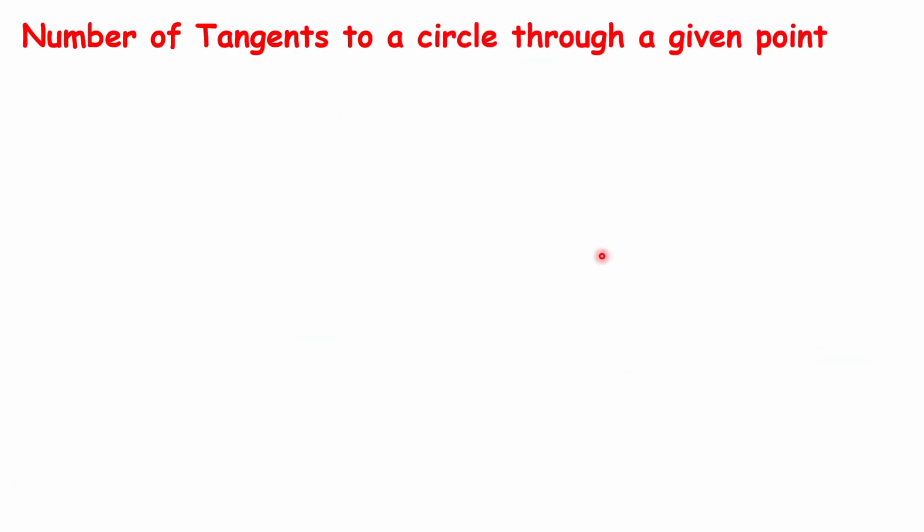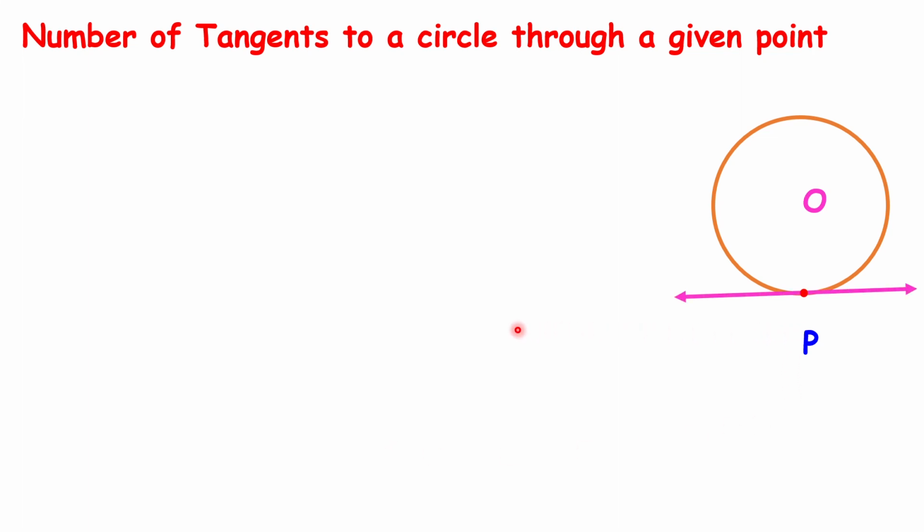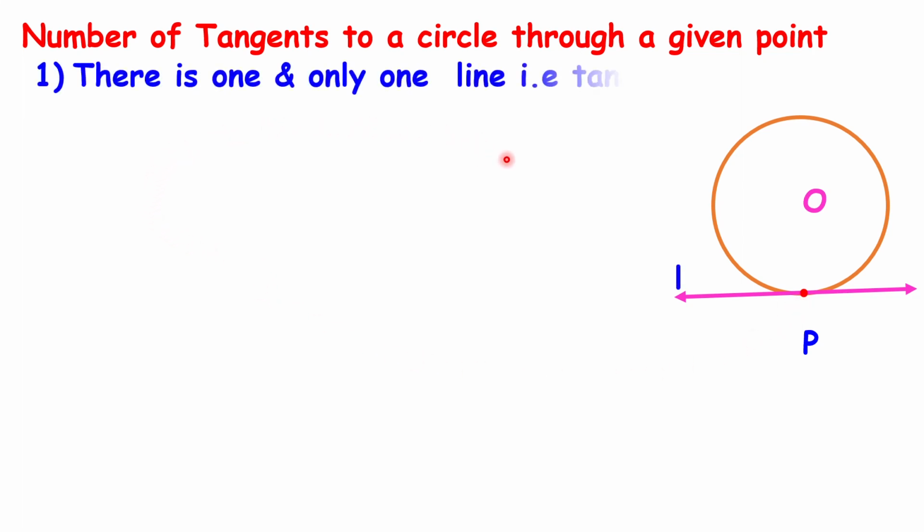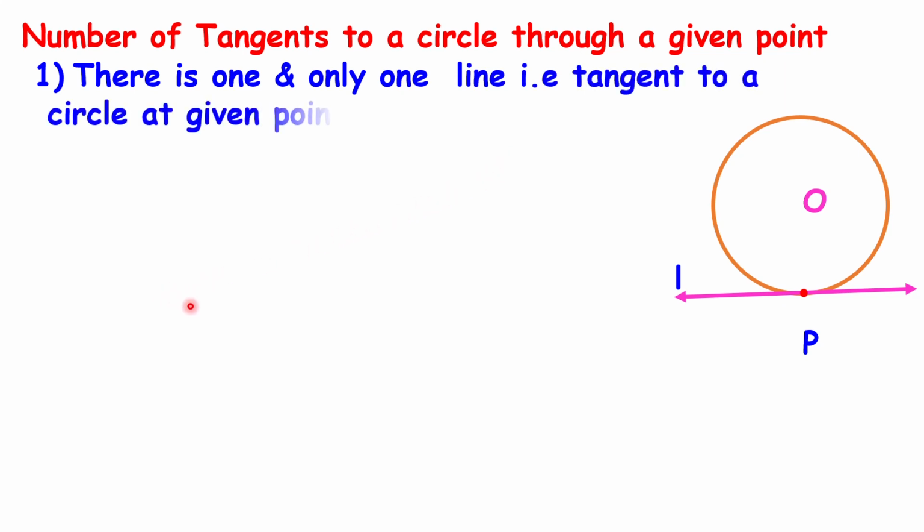Number of tangents to a circle through the given point. Here O is the center of circle and point P is on the circle. Point P lies on the circle and through this point we can draw one and only one tangent passing through the point P. Therefore, there is one and only one line that is tangent to a circle at a given point on the circle. सर्कल वर जर पॉइंट असेल तर त्यातनं फक्त आपण एकच टँजंट काढू शकतो.